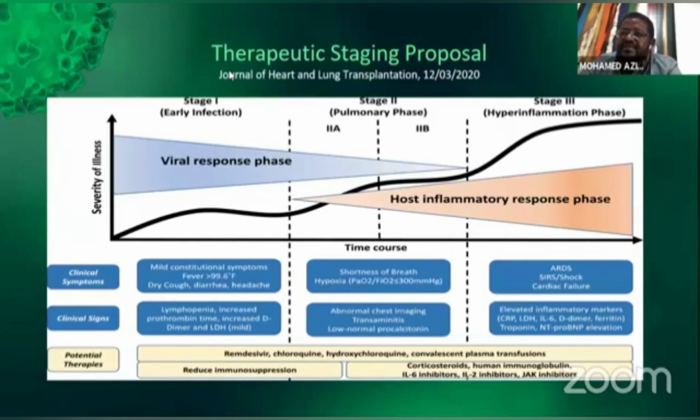So the proposal of this organization is to use remdesivir, which is an emerging drug, and there are a lot of promising clinical trials on this drug, inshallah we'll get good results. Centers are also using chloroquine or hydroxychloroquine with convalescent plasma transfusions. This is in all stages. But in the second and third stages, we can add corticosteroids or human immunoglobulin medications, or interleukin 6 or 2 inhibitors. Next slide.